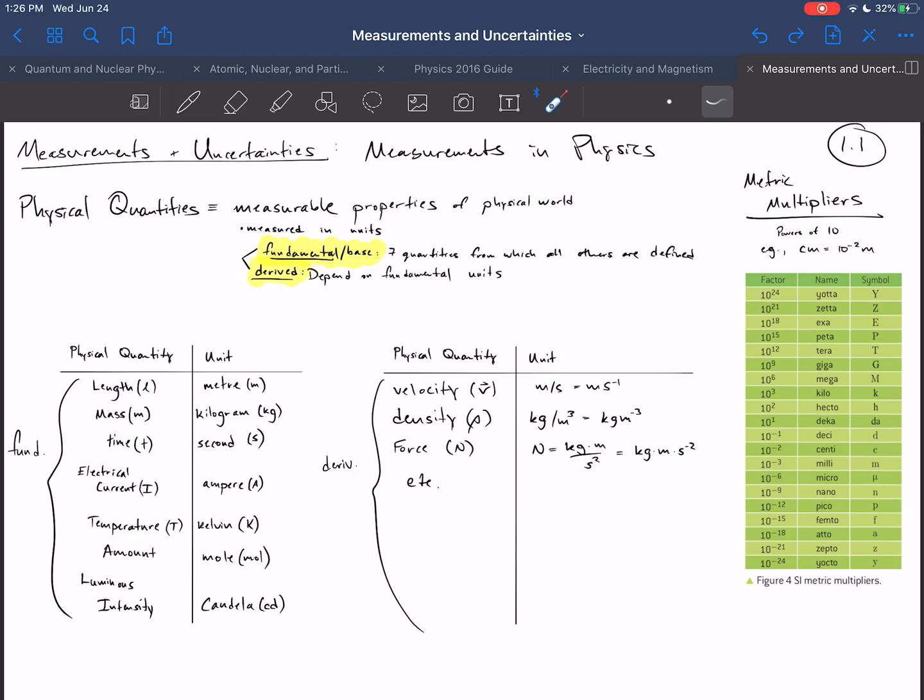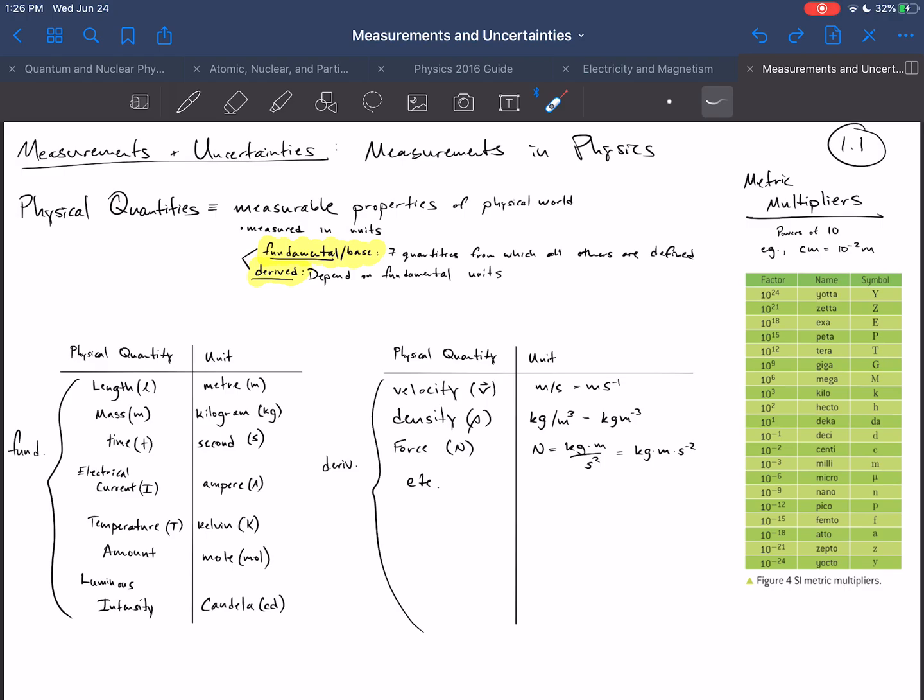But we do need to talk about units, and in fact there are two different types of units for you to know about. There are what are called fundamental or base units, which are the 7 quantities from which all the others are defined, and then derived units. These are units that depend on the fundamental units. All of these derived units take their definition from what we can think of as the OG 7 here.